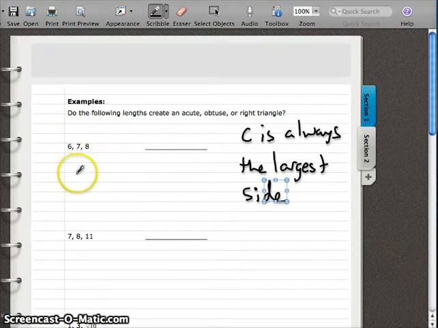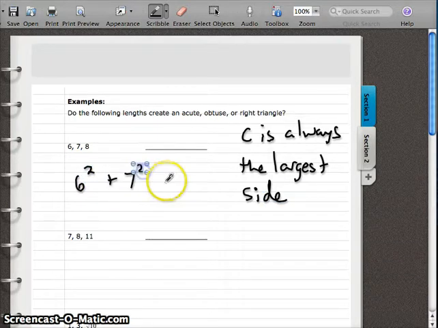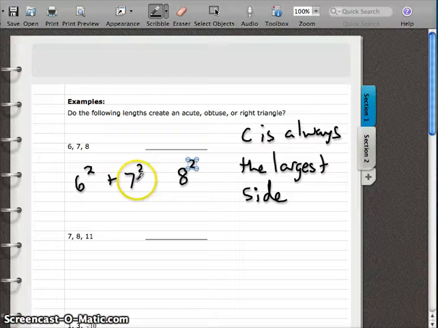It must be C. So I'm going to say A squared is 6 squared. I'm going to say B squared is 7 squared. And I'm going to say C squared is 8 squared. So when I simplify, I'm going to think about how this expression here, these two values, compare with this value. And that comparison, I want to leave blank. It could be equal, it could be greater, or it could be less than. I don't want to say exactly until I'm all the way at the end, and that will be our last step.